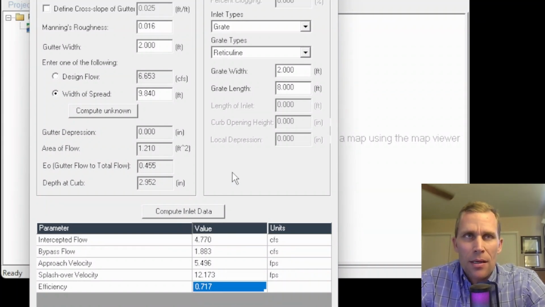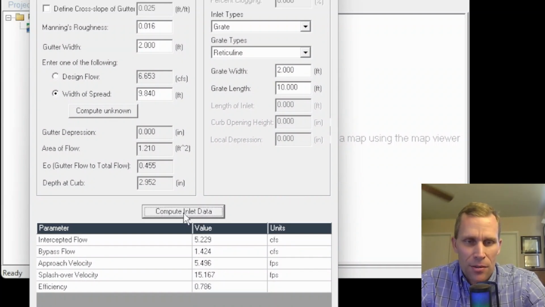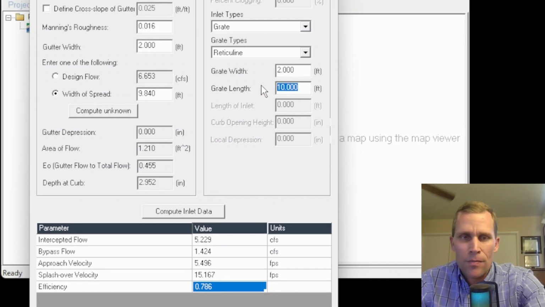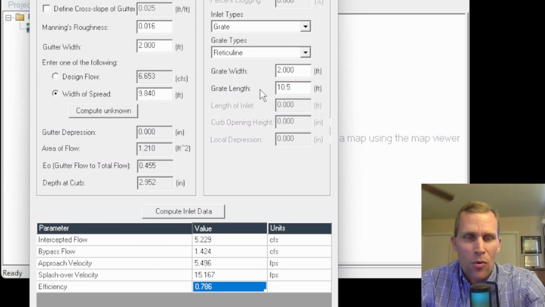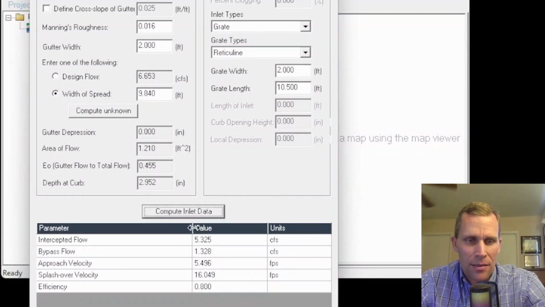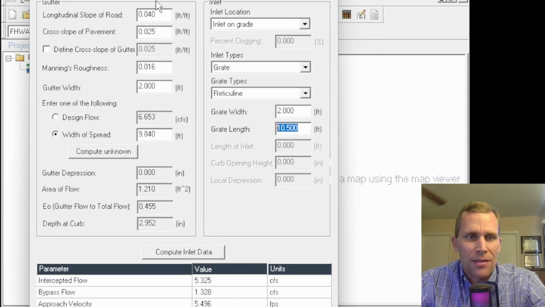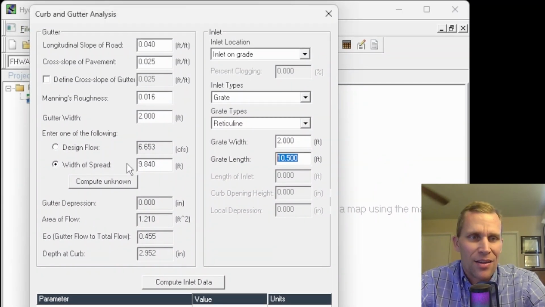All right, and the last one is 80% efficiency. So let's just jump up to 10 feet. I'm just throwing it out there. Compute. All right, so 78.6%. We're not quite to 80% efficiency. Let's just jump up 6 more inches, 10.5 foot length, and compute inlet data. Exactly 80% efficient. So 10.5 feet is the length to achieve that efficiency, given these dimensions and the design flow.